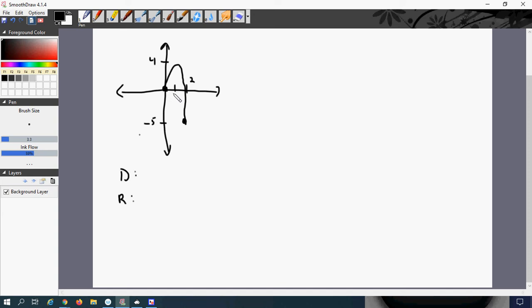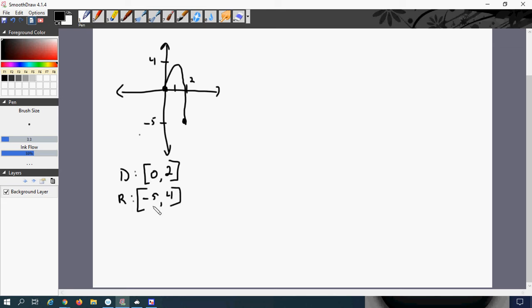So for the domain, the smallest is right here. It's at 0, so that's a bracket. And then the largest is at 2, and it's also included. Then for the range, it doesn't get any higher than 4, so that's a bracket. No, that'd be down to here. This is the smallest, so that's -5. And then the highest is 4, so 4.